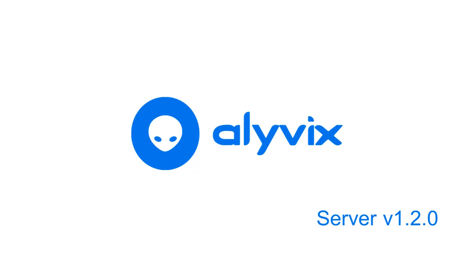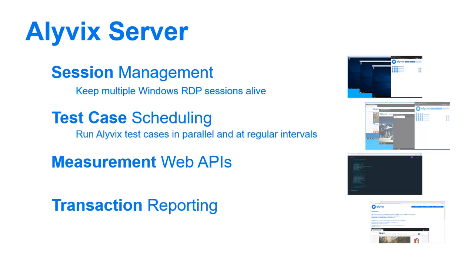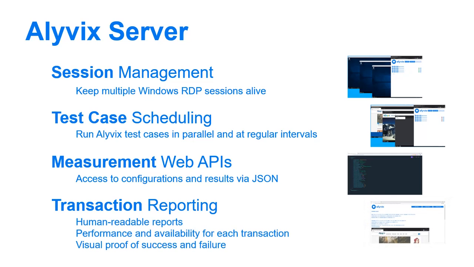Welcome to Alyvix Server, a management system for the Alyvix visual monitoring tool. Alyvix Server keeps your Windows RDP sessions up and running while letting you schedule end-user bots continuously and in parallel. It provides programmatic access to both configurations and recorded measurements in JSON format. Alyvix Server also displays human-readable summary reports for each test case, including proof of success or failure with screenshots.